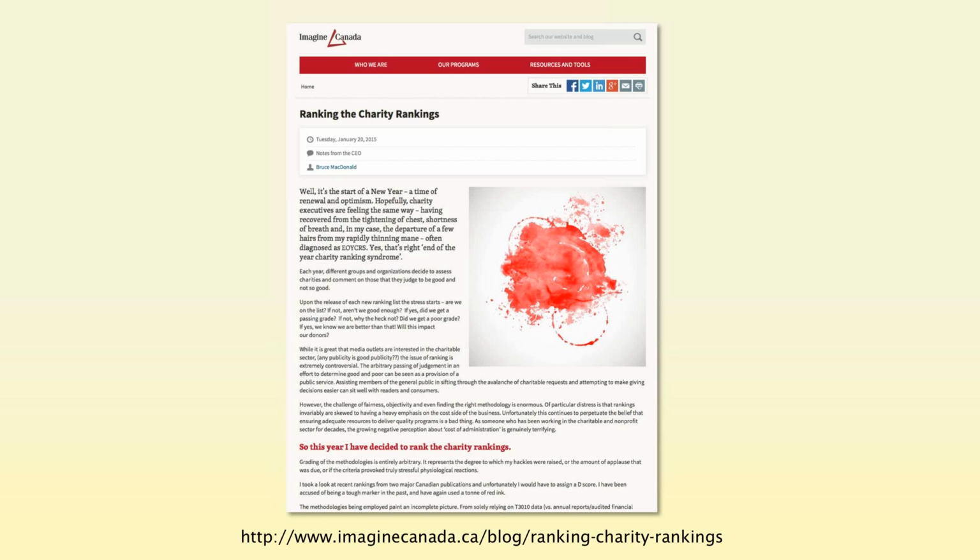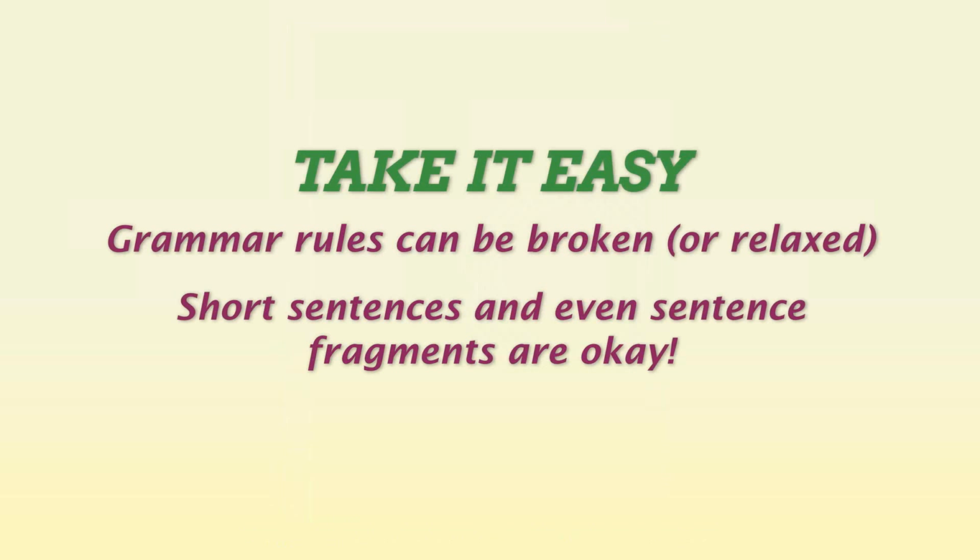So when I'm thinking about this point about formatting, the takeaway is to take it easy. Grammar rules can be broken or even relaxed, and when it comes to keeping content brief, we're allowed to use short sentences, and we're even allowed to use sentence fragments. You can write one-sentence paragraphs on the web. So it makes it a little bit easier as a writer that you can just get to the point.